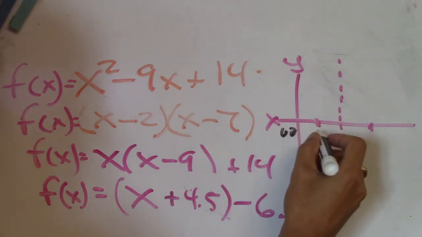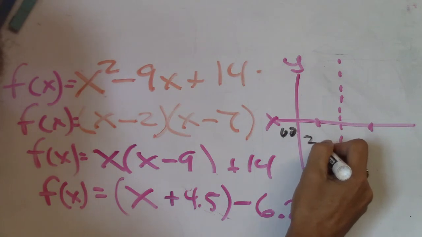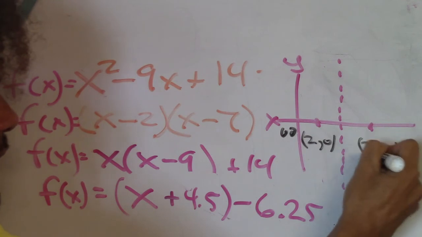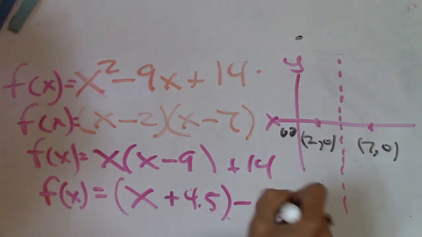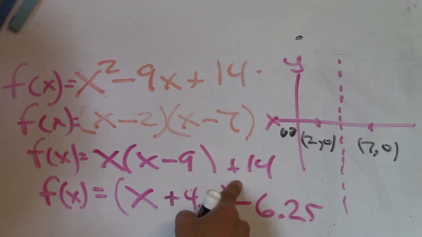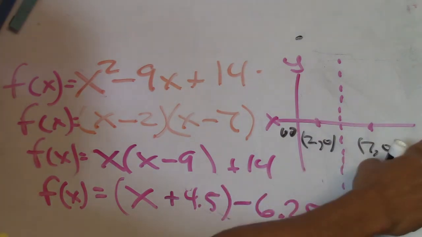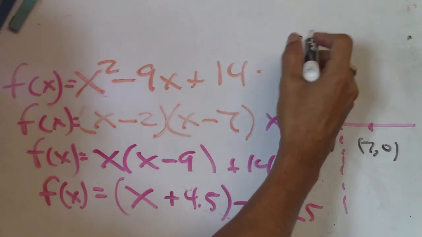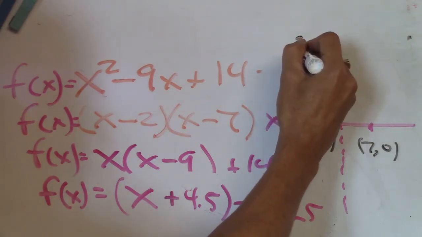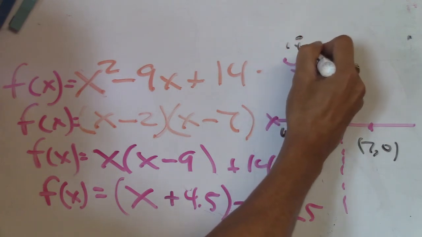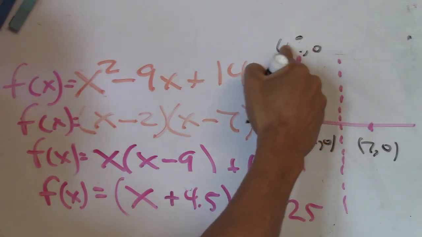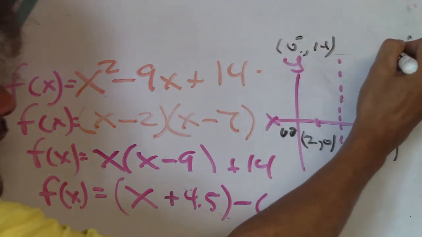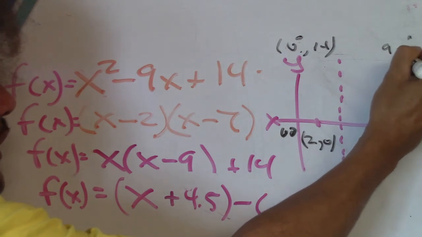So this is going to be 2. X is 2, y is 0. That's that point. This is going to be 7, 0. Let's see here. Way up here, trying not to scale, when x is 0, y is 14. And then way over here, when x is 9, y is also 14. X is 0, y is 14. And then x is 9, y is 14.